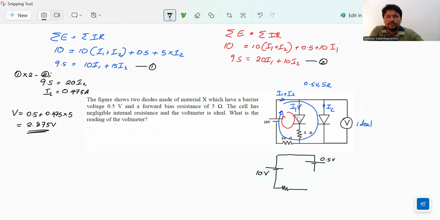Okay, now you have a 10 ohm resistor on this side and a 5 ohm resistor on this side. So 10 ohm and 5 ohm, the effective resistance is 5 into 10 divided by 5 plus 10. So you get 10 by 3 ohms. So now you have a 10 by 3 ohm resistor.